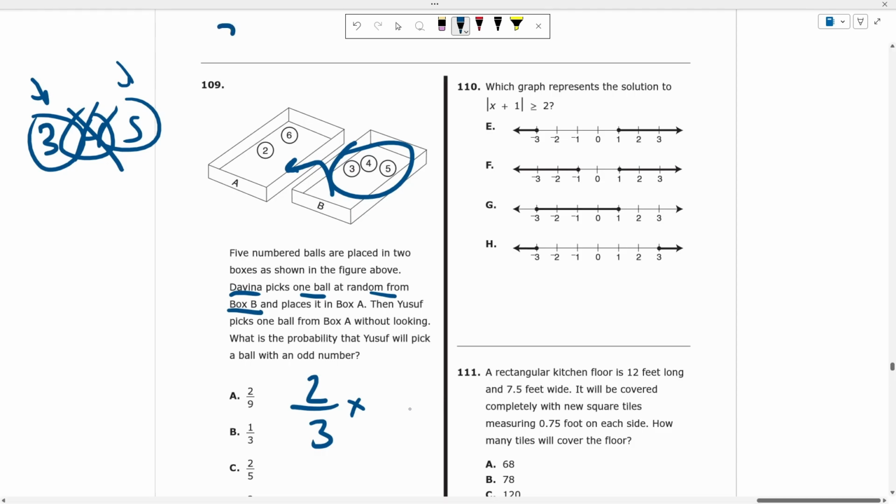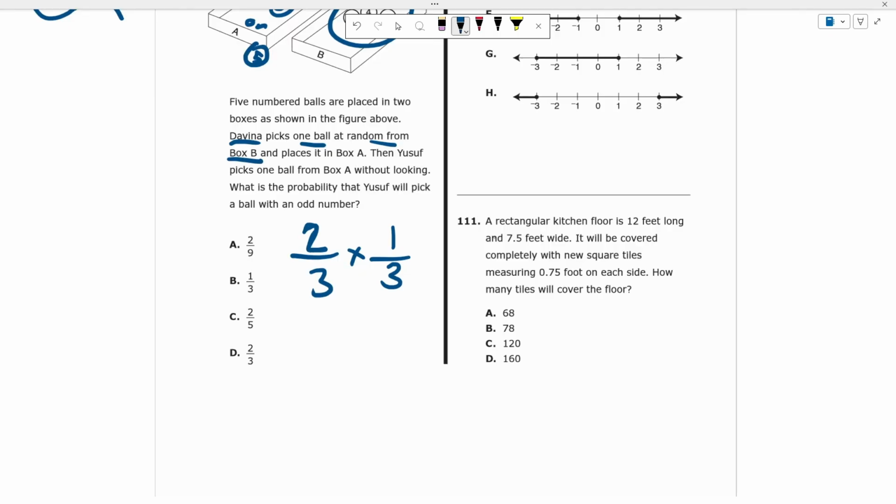Notice how in box A, you have the numbers 2 and 6. There are no odd balls here. 0 odd balls here. Nothing there, okay? But what Davina has a 2/3 chance of doing is adding either a 3 or a 5 here. So now she's adding a third ball, which has a 1/3 chance. She's only adding one extra ball, and that one extra ball that she's adding has to be odd. So you have to multiply these two probabilities to get 2/9 as your correct answer, which is A, okay?